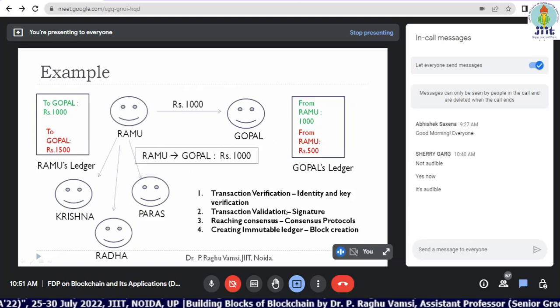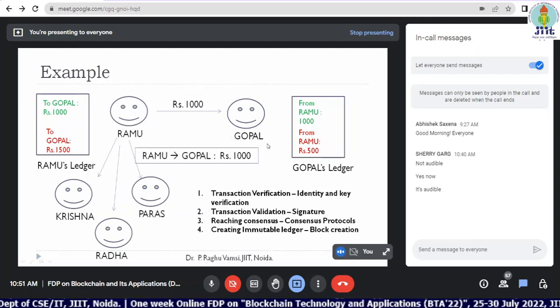Then transaction validation. So this transaction needs to be validated. In order to validate this transaction, first of all, signature verification will be done. Signature verification is nothing but, it is not the handwritten signature, it is called a digital signature. So this digital signature will be used for verification. This signature will be done by the sender and sent to Gopal, so Gopal can decrypt it and get the original message.